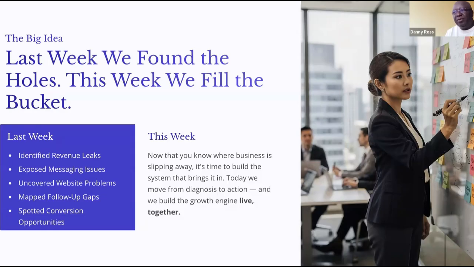One of the things we talked about last week is identifying revenue leaks, exposing messaging issues, and uncovering website problems. So go back and take a look at last week's video if you weren't here last week. When we talk about the sequence of events here, we want to talk about what we're trying to do with the lead magnets and things like that.